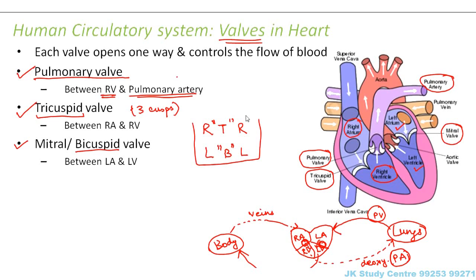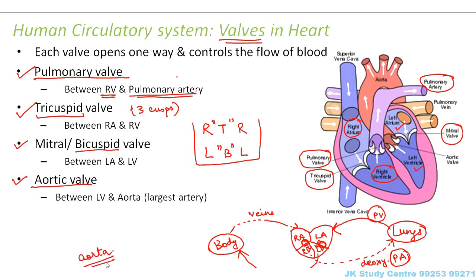Similarly, between the left auricle and left ventricle is the bicuspid valve. The fourth valve is the aortic valve. The word aortic has come from the term aorta. What is aorta? Aorta is the largest artery of the body. So between the aorta and the left ventricle is present the aortic valve. That means this left ventricle and the aorta. So here also one valve has to be present. So wherever the outflow of blood takes place, there has to be a valve present there.